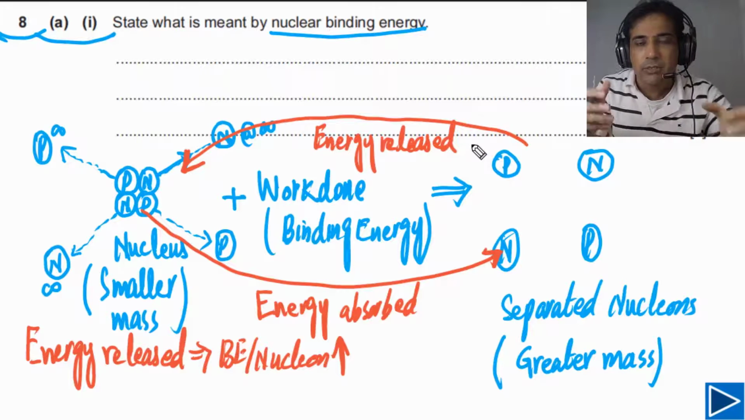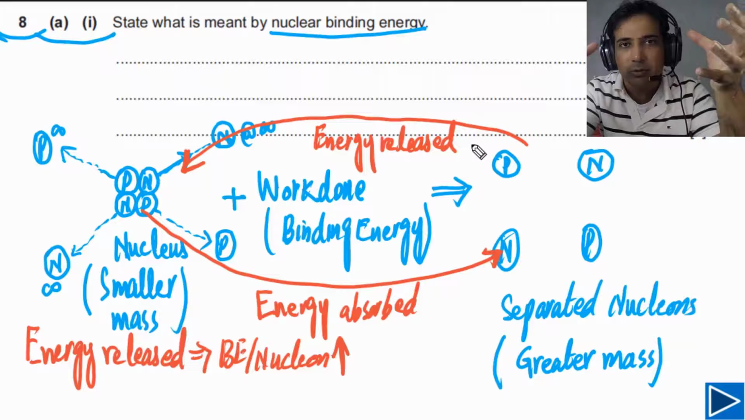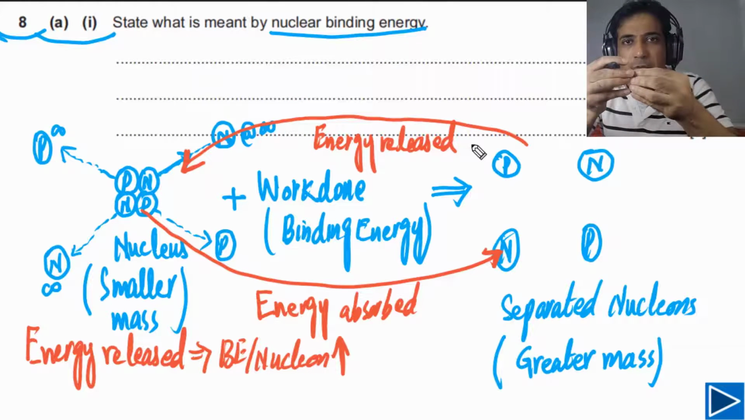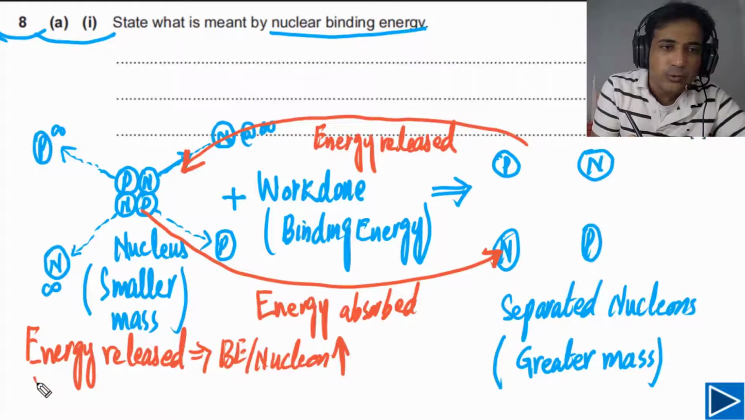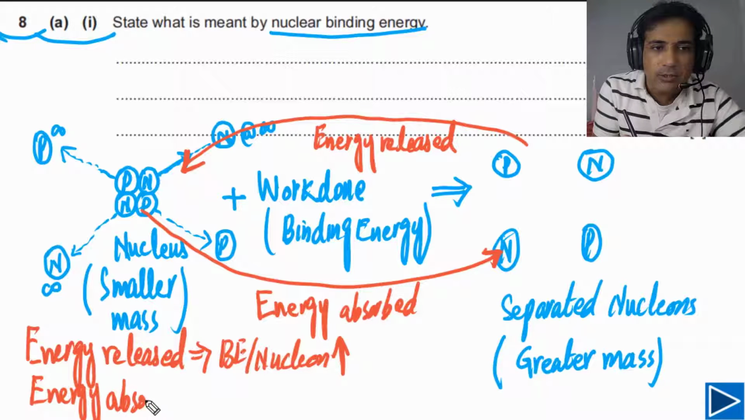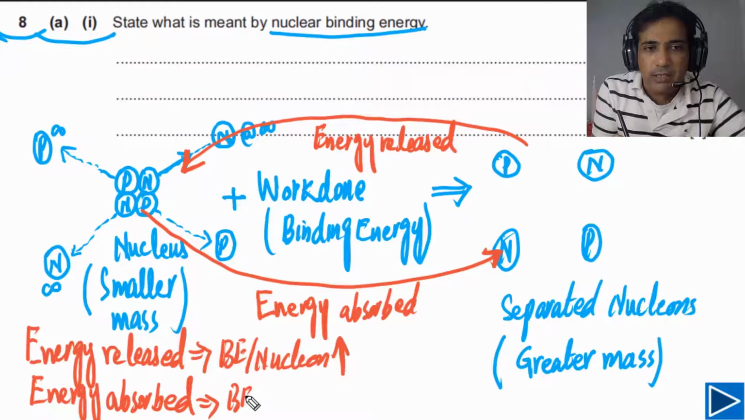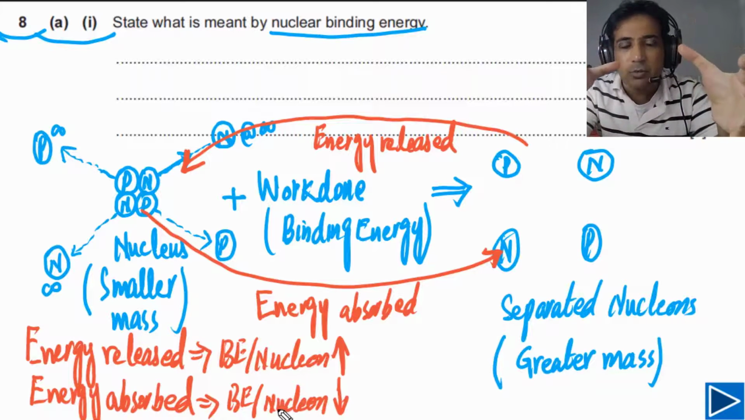If you have individual neutrons and protons and we fuse them together to make one nucleus, binding energy per nucleon will increase and energy will be released. And vice versa is also true. If binding energy per nucleon decreases, energy will be absorbed. Binding energy is equal to the amount of work done to separate the nucleons.